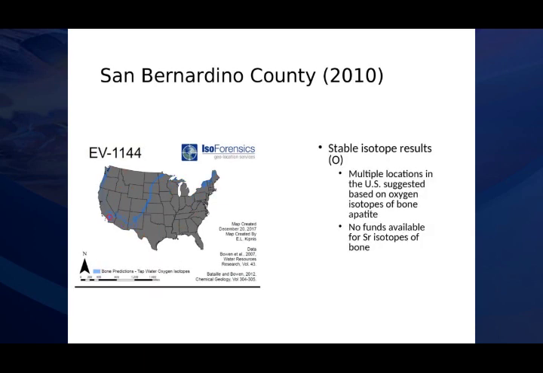When we did bone, we did not have enough funds to do strontium on bone, but we just did oxygen. It includes all the areas showed in blue, and we cannot exclude any of those areas.